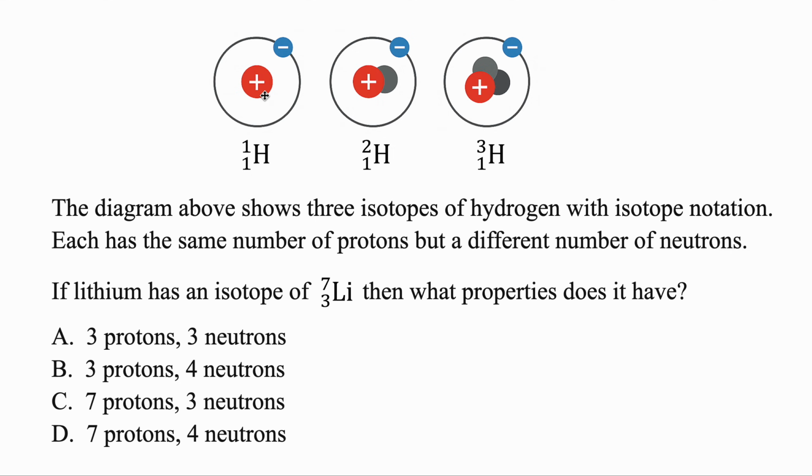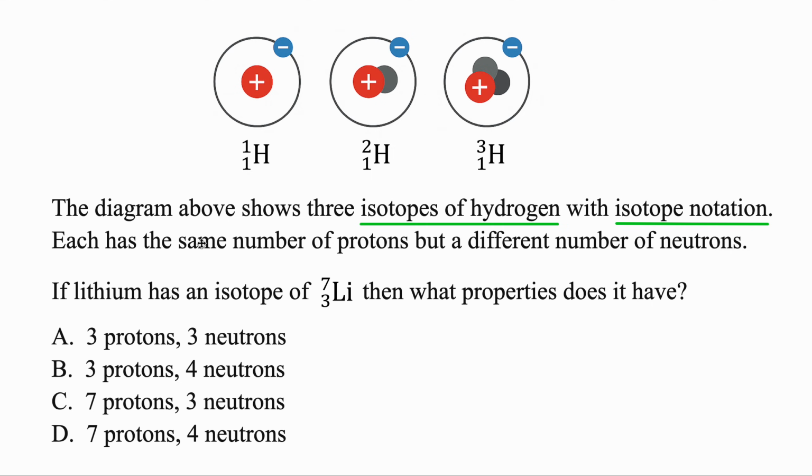For this problem, they're going to teach us a concept here and then ask us to apply it in the question. The diagram above shows 3 isotopes of hydrogen with isotope notation. So we know that these are isotopes of hydrogen, and the thing underneath, they're written in isotope notation, here, here, and here. So we'll break those down in a second.